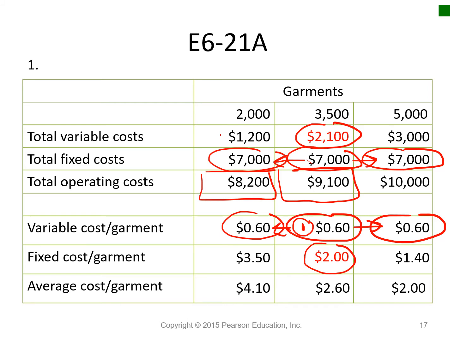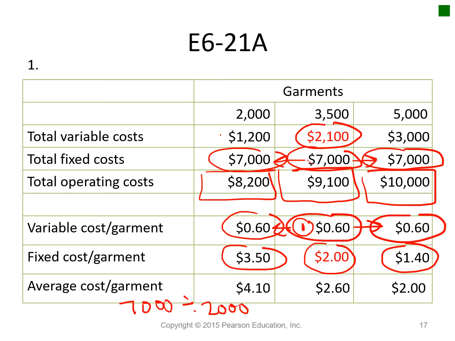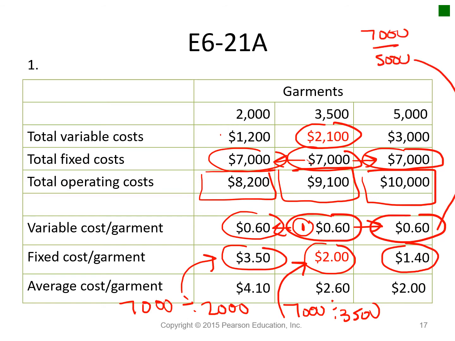And then at 5,000, we knew it was $10,000. Now, the last step would be to get the fixed cost per unit. Notice how the fixed cost per unit actually goes down. So, for example, when you take the $7,000 and divide that by 2,000 units, that's going to give you basically your $3.50. When you take the $7,000, and of course we already knew this, and divide that by 3,500, that gives you the $2. And then when you take the $7,000 and divide that by 5,000, that's going to give you the $1.40.